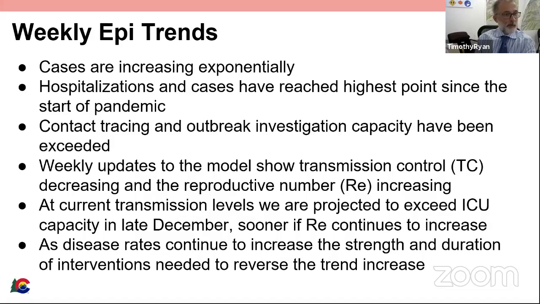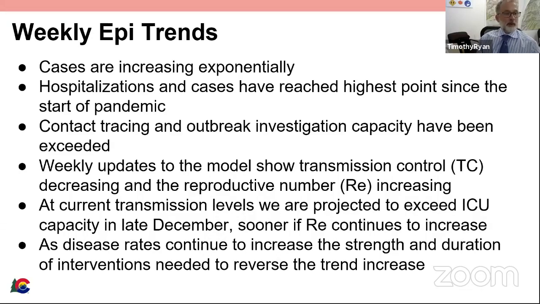Basically, weekly updates from the model that's done by the Colorado School of Public Health is showing that the transmission control, our ability to control the virus through public health measures, is decreasing, and the reproductive number, the R naught, is increasing significantly. An R naught of 1 suggests that for every one individual who is positive is going to infect one person. That R naught is now at 1.7 or 1.8. So a significant increase from just a few weeks ago.